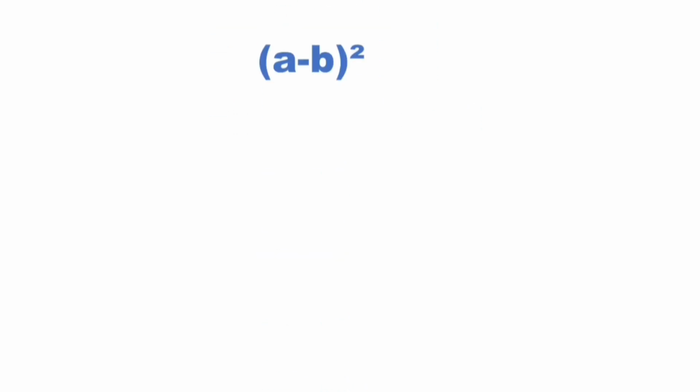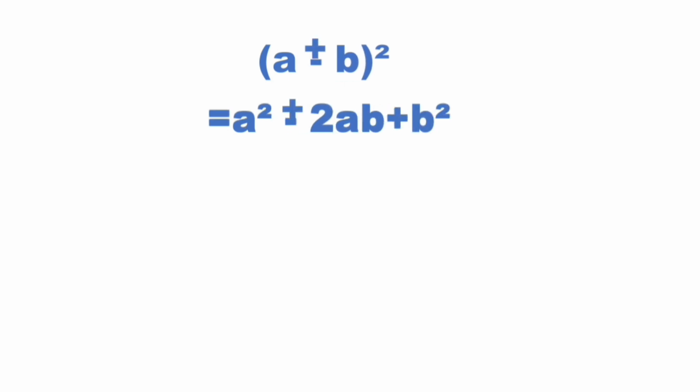And when the operation between a and b, or the binomial, is subtraction, then this is equal to a squared minus 2ab plus b squared. So the only difference is that this here is negative, minus. So let's have the summary: (a plus or minus b) squared is equal to a squared plus or minus 2ab plus b squared.